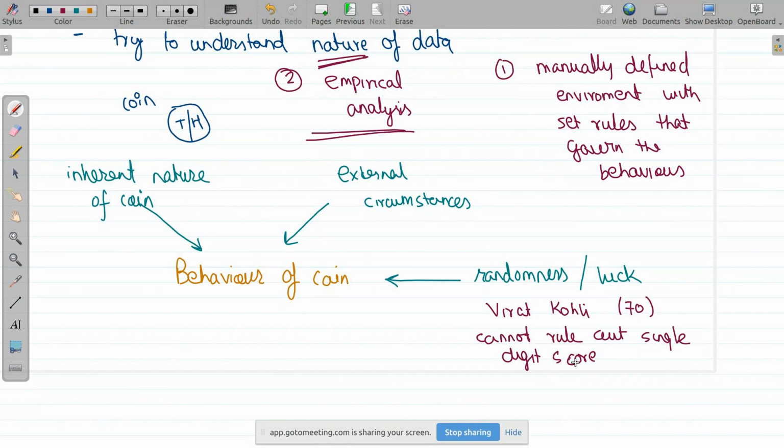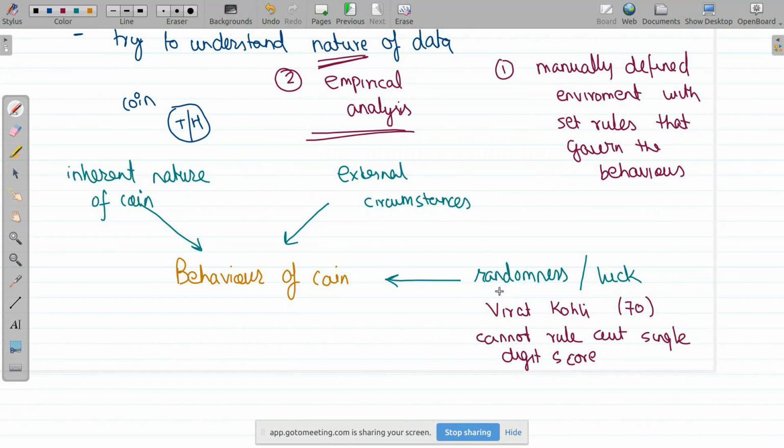Yes. So the moment you acknowledge this, you are opening up your environment to exposure to randomness, to the luck aspect. Yeah, that's what happened in the World Cup semifinals. You cannot ensure that he'll play every time. So there is a certain kind of randomness that also impacts the behavior of your data.